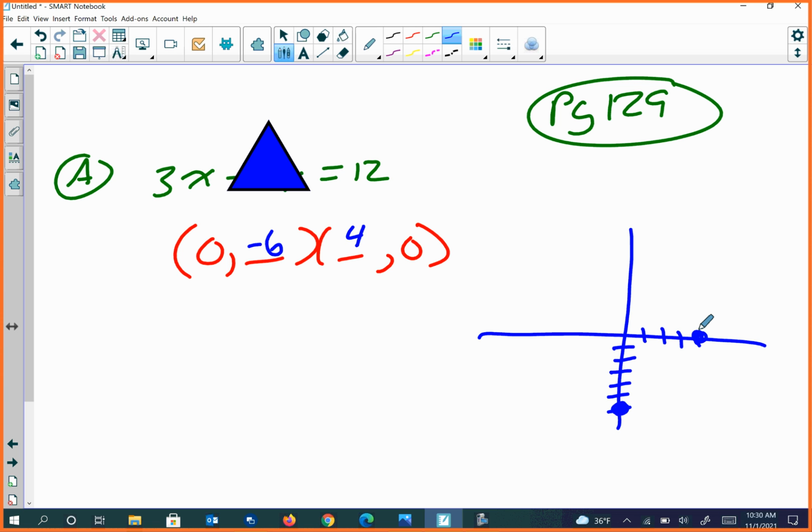So am I able to see the y-intercept, what I have plotted? Am I able to see the y-intercept? Yeah, this is the y-intercept. So 0, negative 6.